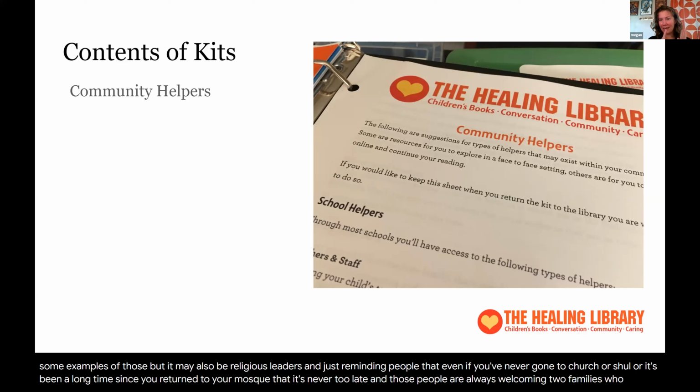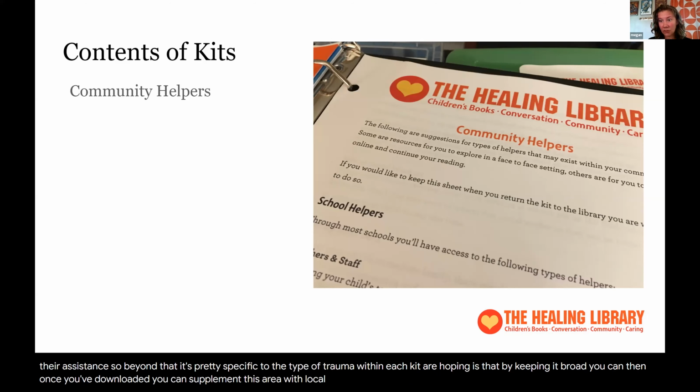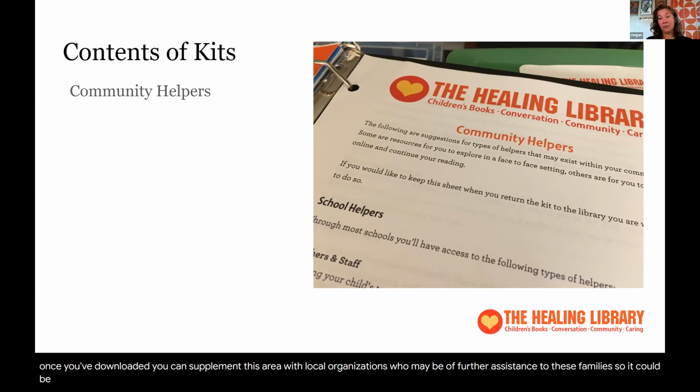So beyond that, it's pretty specific to the type of trauma within each kit. Our hope is that by keeping it broad, once you've downloaded, you can supplement this area with local organizations who may be of further assistance to these families. So it could be business cards, it could be flyers, which would be really exceptional to include.